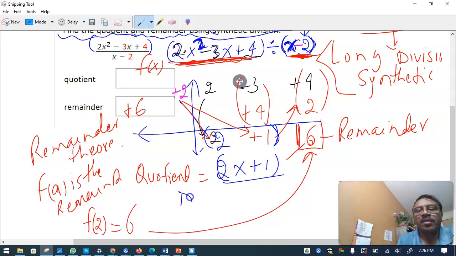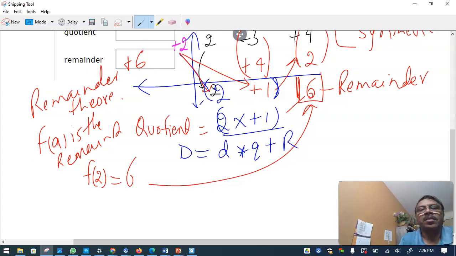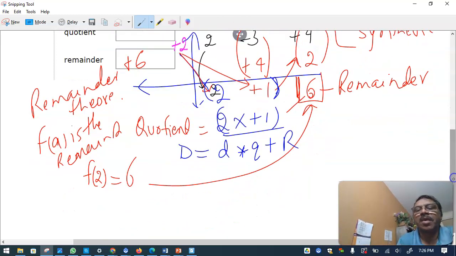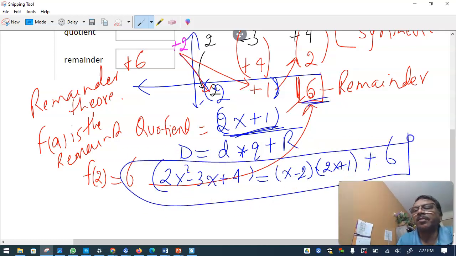So the dividend is the divisor times the quotient plus the remainder. The dividend we were given is 2x squared minus 3x plus 4. This equals the divisor, x minus 2, times the quotient that we got, 2x plus 1, plus the remainder, 6. So this is the Euclidean form, which is all they're asking you.